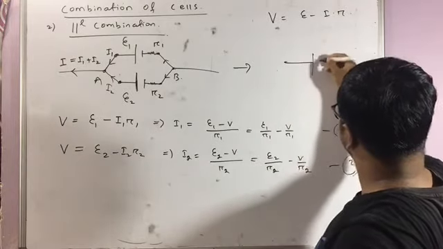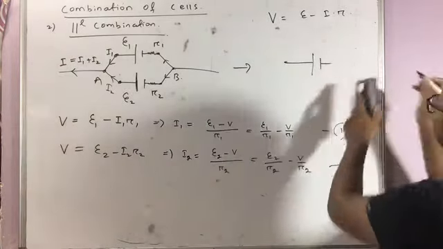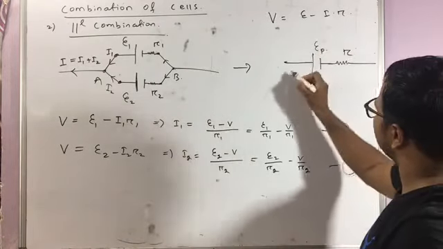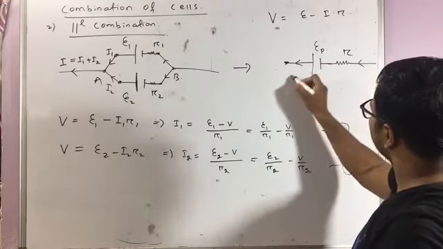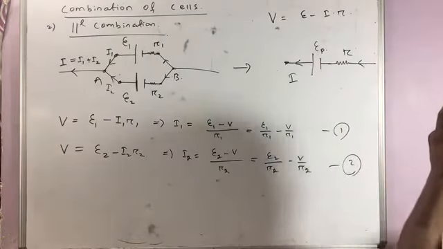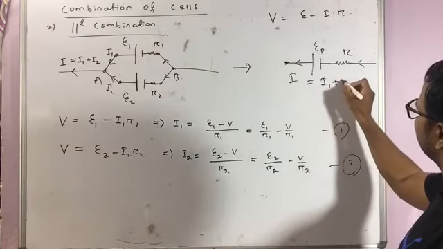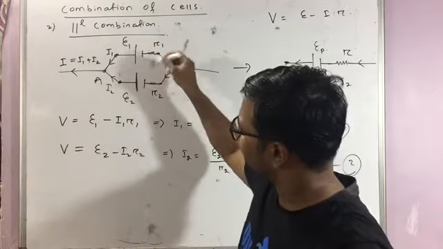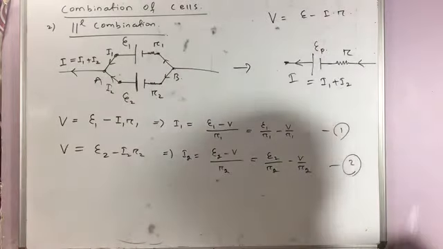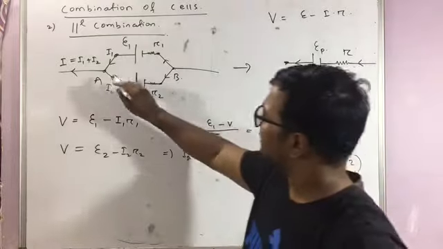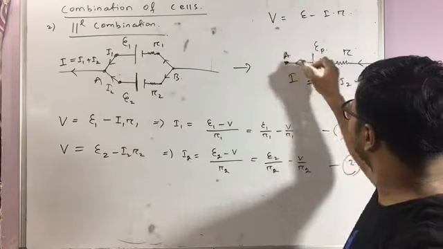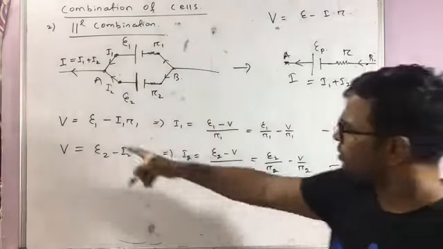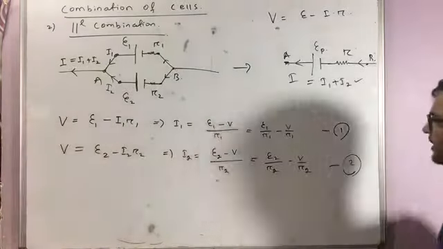Now if you replace these two cells by a single cell like this, and suppose the resistance here is the internal resistance, and its EMF is EP, and this single cell is sending I amount of current. This I is equal to how much? I1 plus I2, because this I is the sum of the two currents sent by the two cells. So I is equal to I1 plus I2. Now that single cell is connected between the terminals A and B, so the terminal potential difference across this cell is also this V.